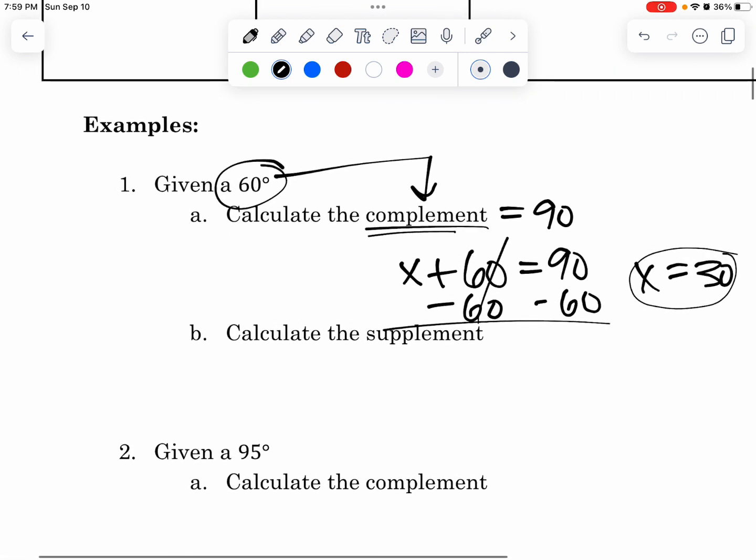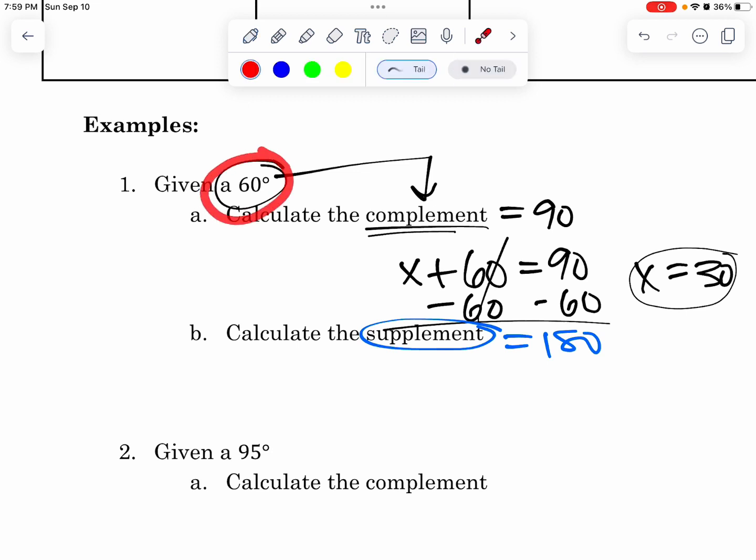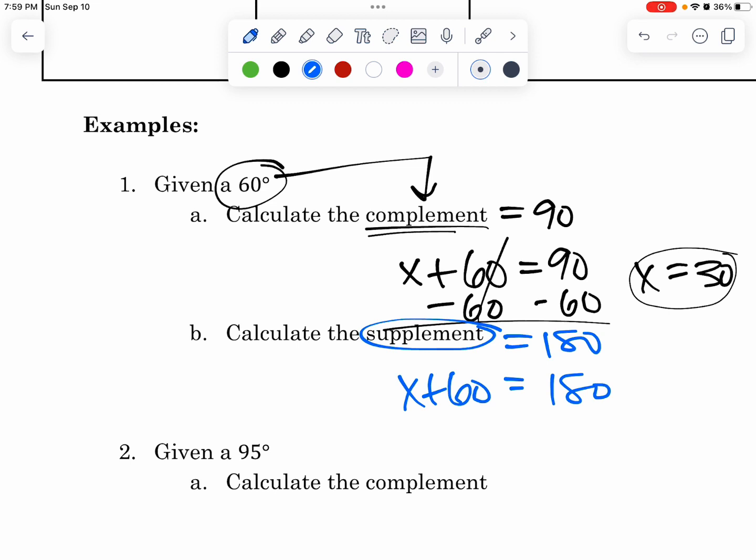What about the supplement? So supplement is a different question because that means that they add up to 180. So I'm still taking my 60-degree angle and I'm adding x to it. So x plus 60. But this time I'm equaling it to 180. Okay, so you always have two angles. We're always having an x, and we're always having the angle given. So that's the same thing here. We always have an x and the angle given.